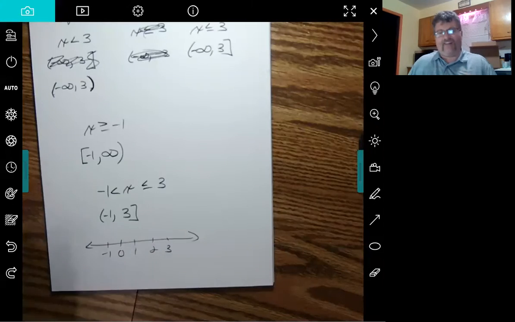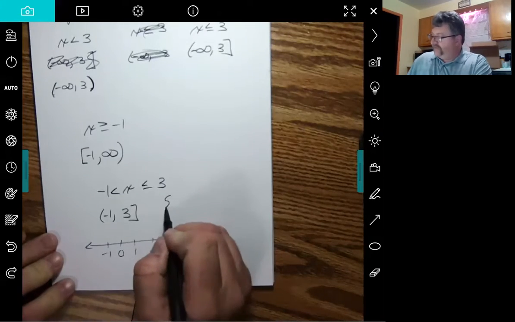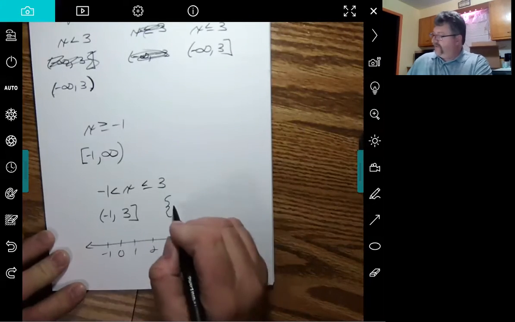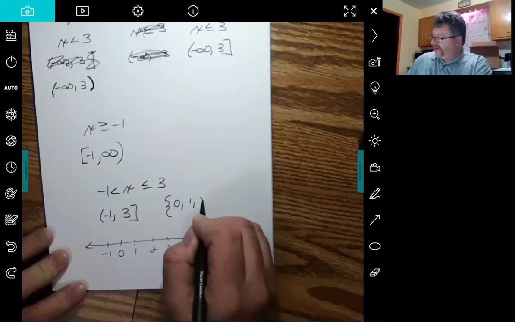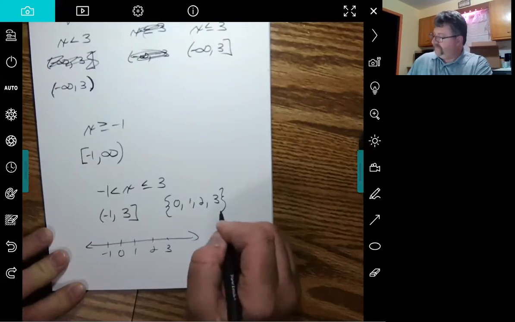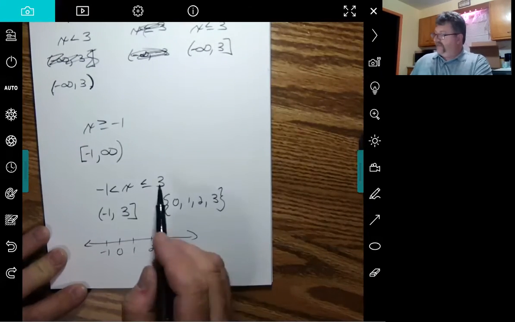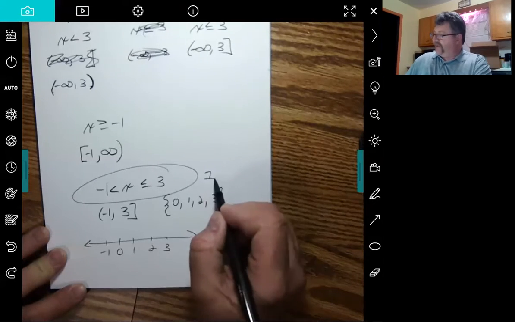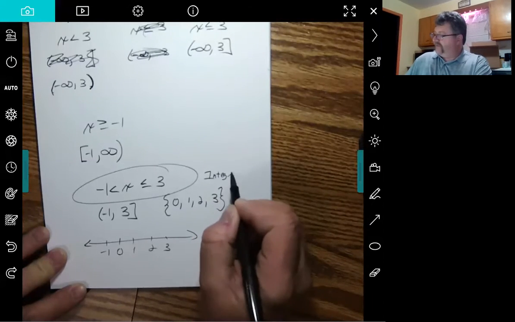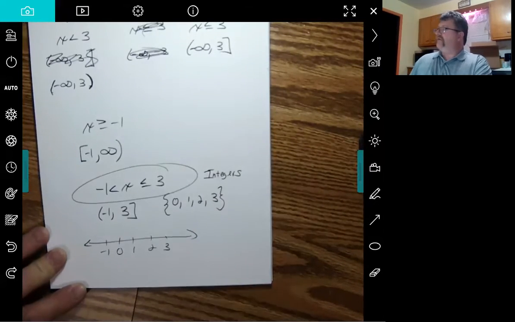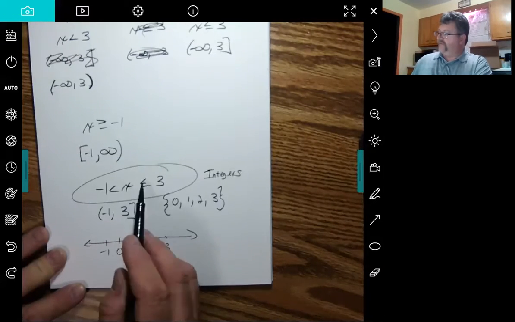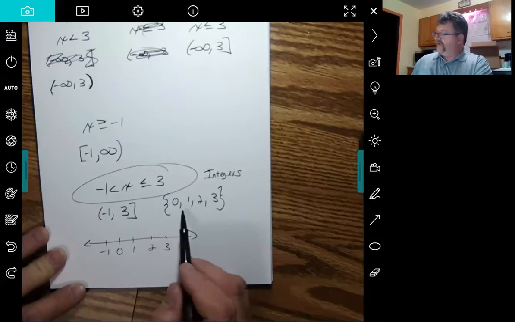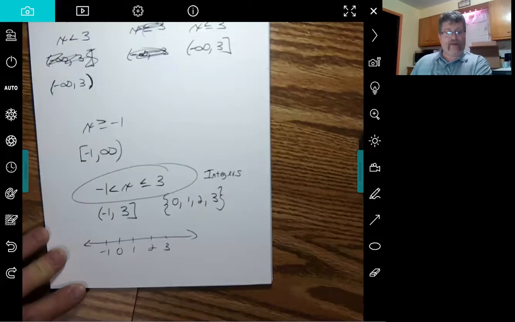So if I was just going to list a set of numbers, we use these curly braces, and we just put the numbers in there separated by commas. That's how I would list these numbers here, all integers, if the problem said integers. Okay, so not -1, it doesn't make the cut because x has to be greater than -1, but it's less than or equal to 3. So that's how I would show that.